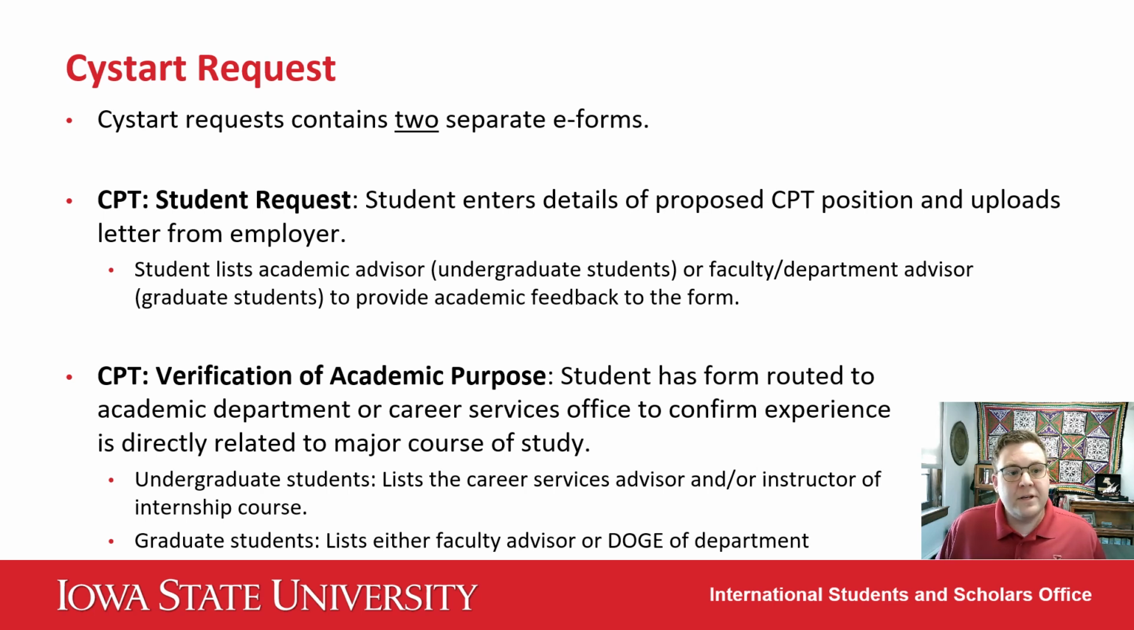The second form, CPT Verification of Academic Purpose, is where we receive confirmation from the academic side that this work experience is directly related to your major course of study. For undergraduate students, you generally list the career services advisor you are working with or the instructor of the internship course. For graduate students, you will typically list your faculty advisor or the DOGE of your department.